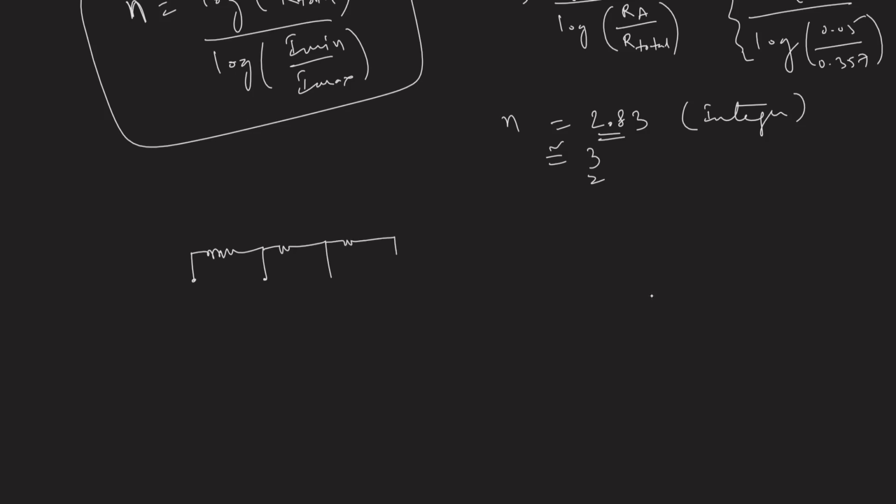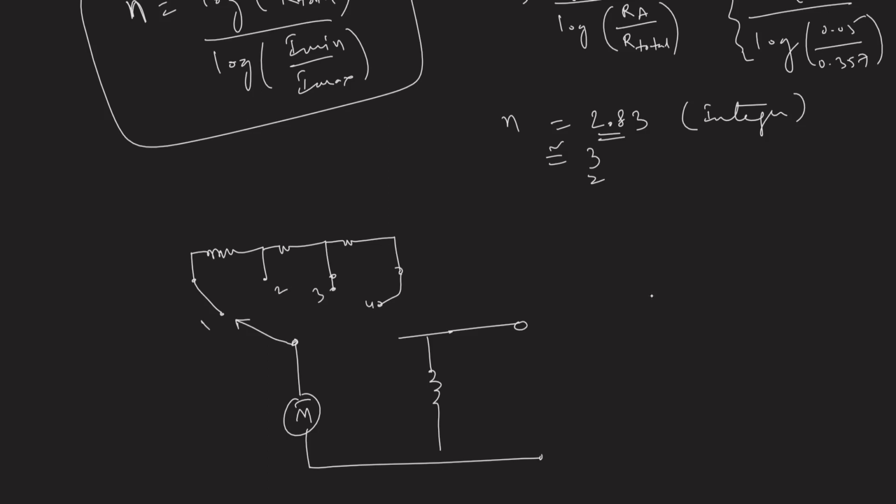Okay, this is my armature motor, and this is my shunt field, and this is my supply. Initially the starter is pointing to here, 1 2 3 4, and this is connected like this. This is RF and this is RA, and what is the supply voltage?